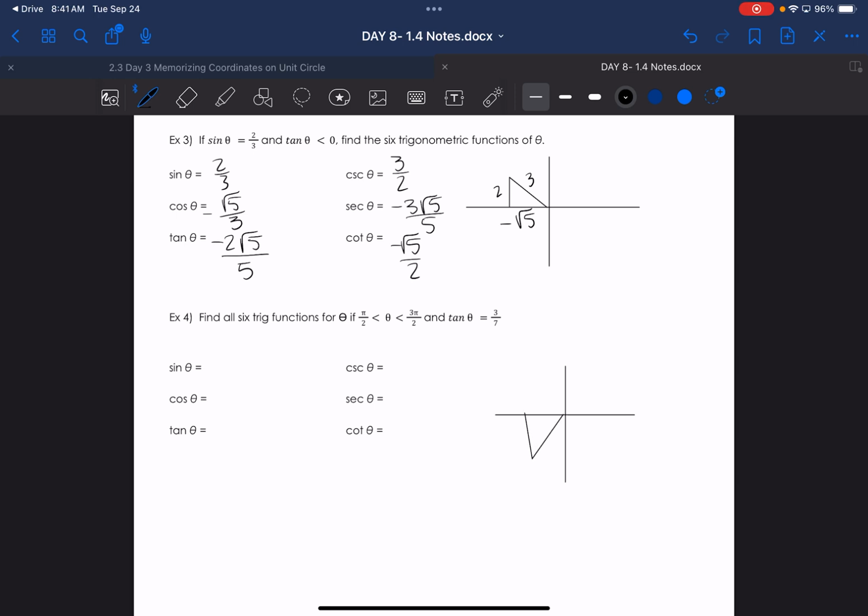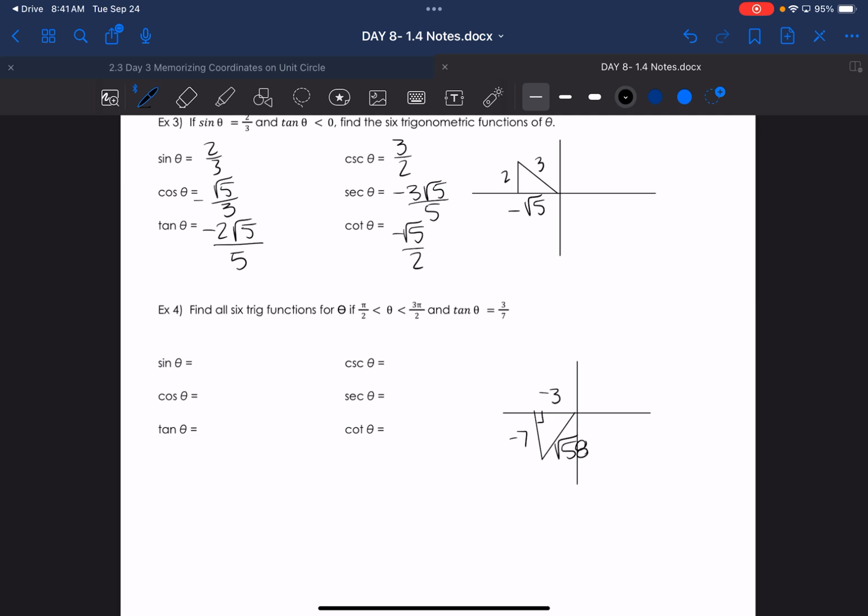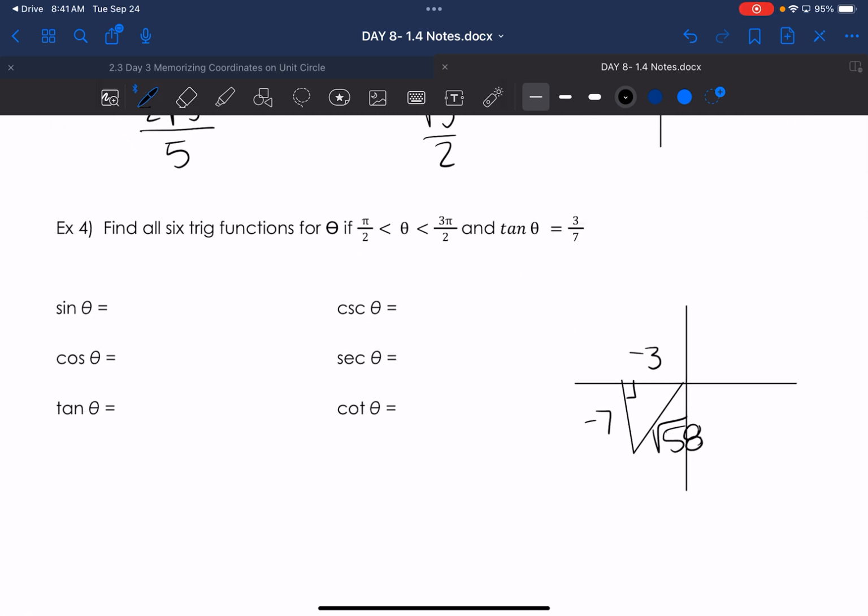All right. And then for this one, we were given tangent. So that would be our y and our x. And in quadrant 3, what do we know about the values of y and x? They're both negative, right? That's why it was positive in the ratio, because 2 negatives make a positive, right? Okay, and what would be the length of our hypotenuse? Square root of 58. Okay. All right, so now that we have our side lengths.